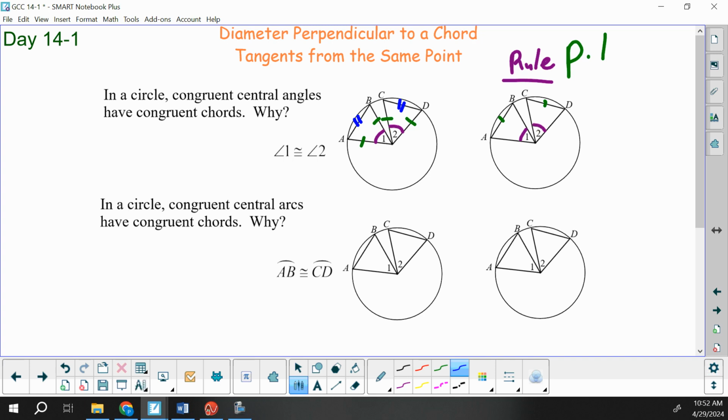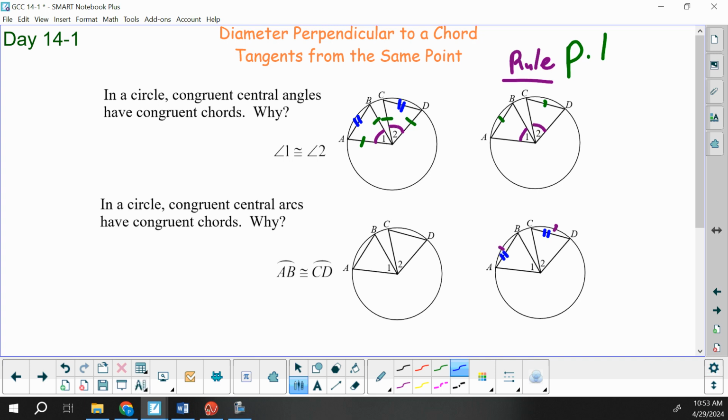Next one: if we have congruent central arcs, then the chords are congruent as well. Let's go over to the right-hand picture first and mark up our rule. Let's mark our arcs congruent, because that's what we started with, and that should give us congruent chords. So now let's put tick marks on the chords. I know it's kind of a tight squeeze there in your picture. So if the arcs are congruent, then the chords must be congruent.